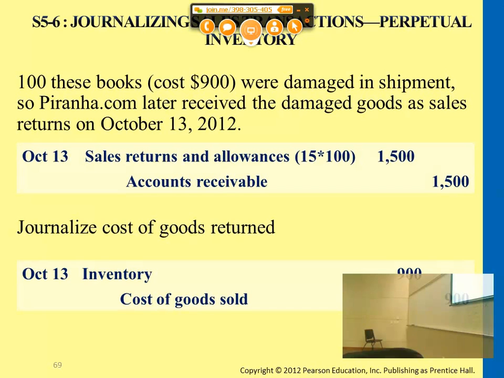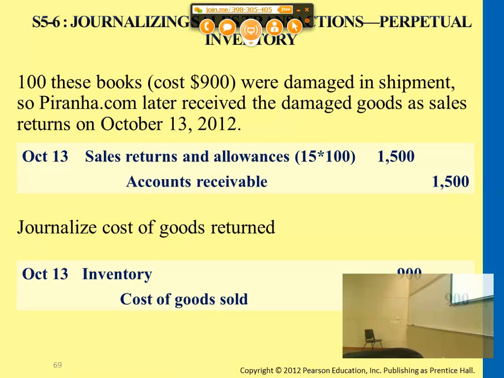Now the $1,500 here comes from the retail price of each book being $15, and you're getting 100 books back from the customer. So altogether, a customer later on will not be paying you this $1,500, which is why you're reducing the accounts receivable that you're getting from the customer.